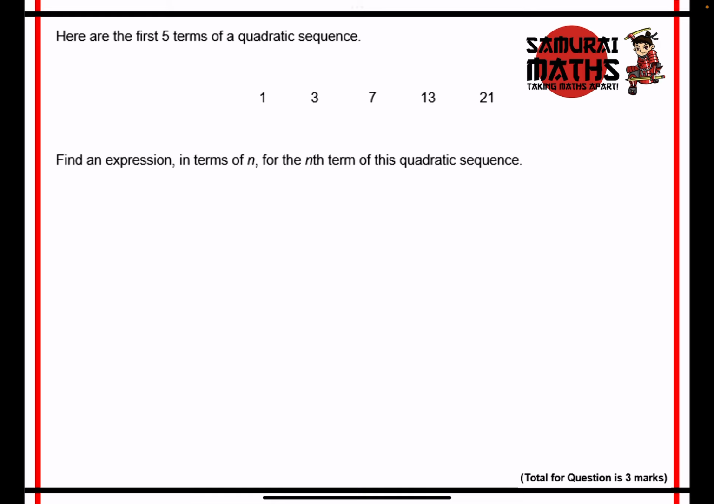So let's read the question first. Here are the first 5 terms of a quadratic sequence. Find an expression in terms of n for the nth term of this quadratic sequence. So as usual for sequences, let's check what this sequence is going up or down in. In this case, this is 2. This is 4, 6, and very predictably 8.